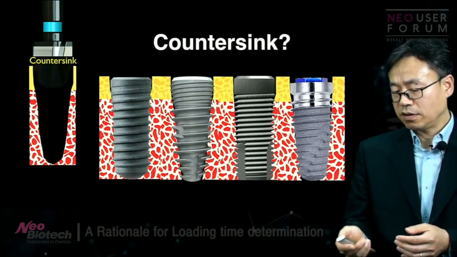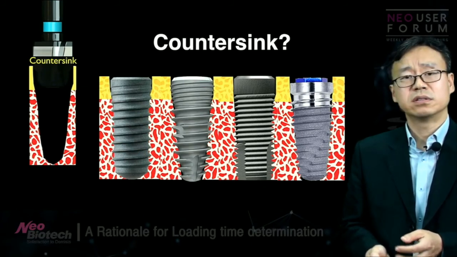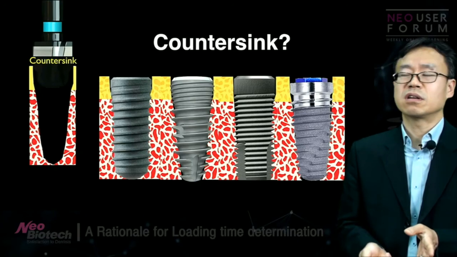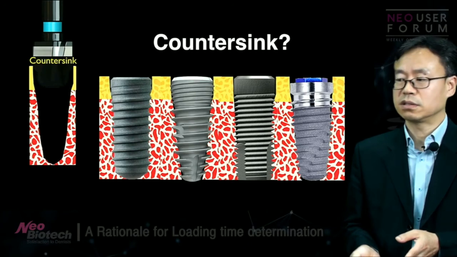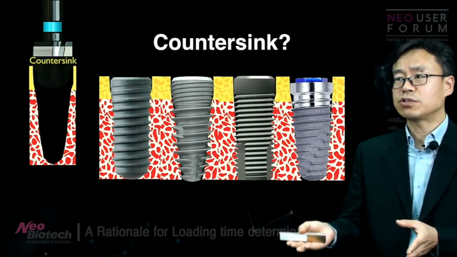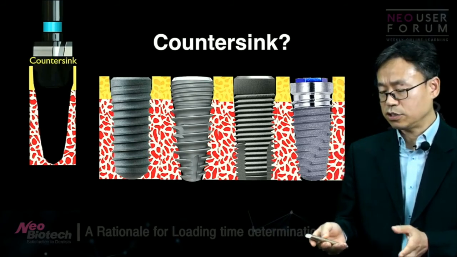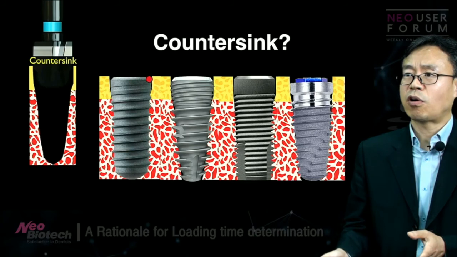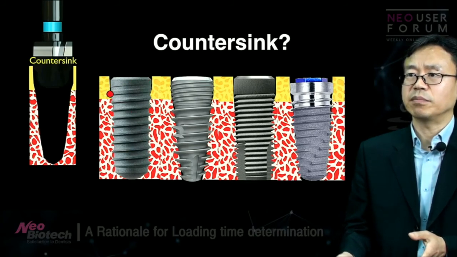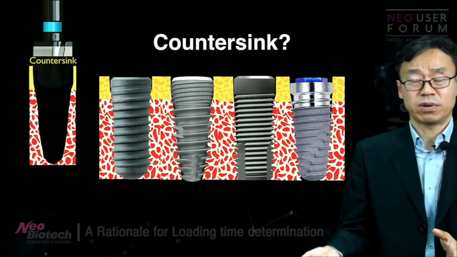This particular burr is called a countersink burr. We used to use this a lot. And some implant systems still use this. This is to relieve the pressure on the crestal bone when we place implants. As you can see, there's a gap between the cortical bone and the coronal part of the implant, because you just relieve the bone to avoid the excessive pressure.